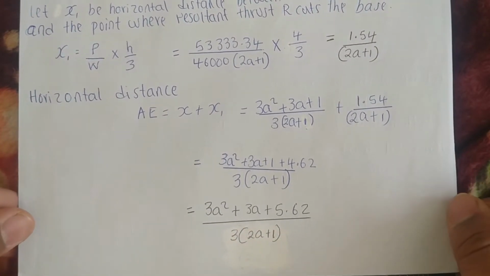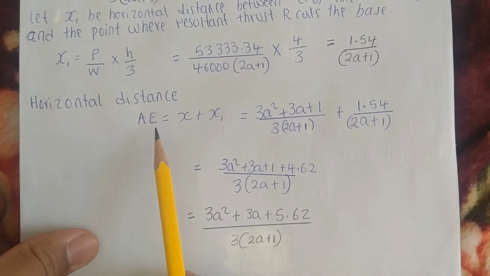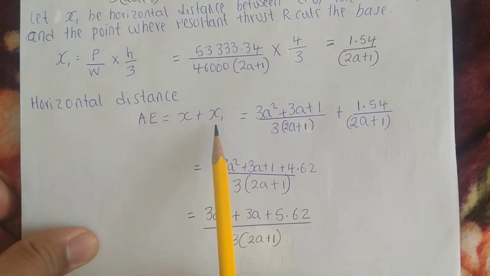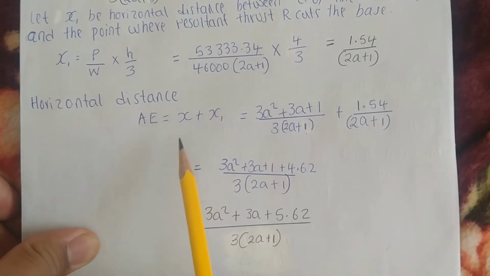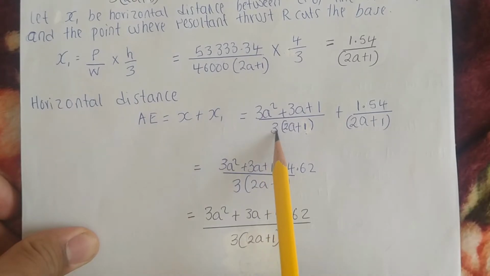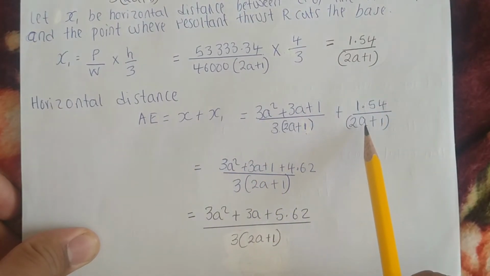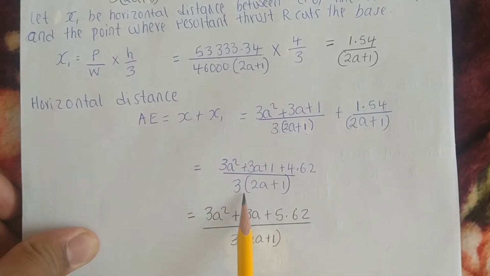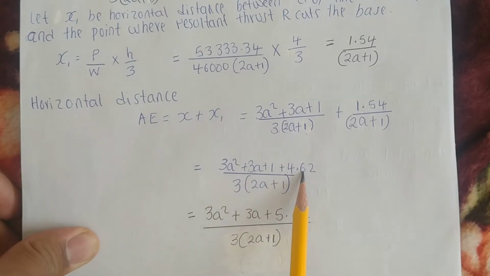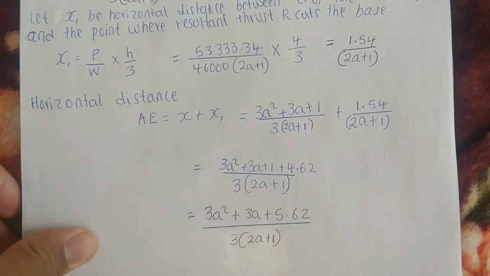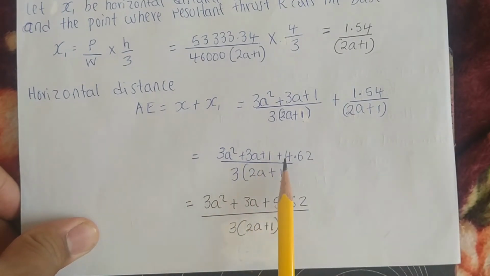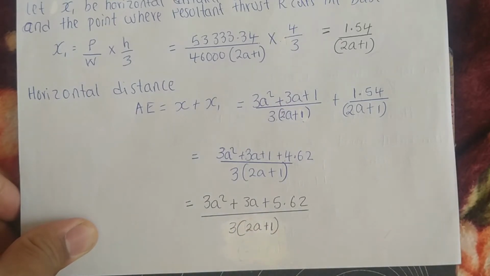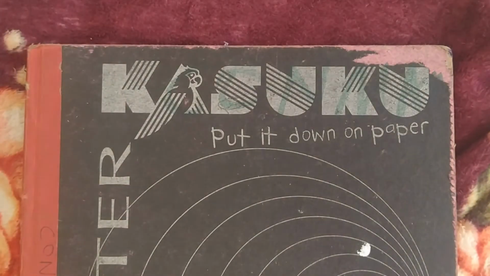Now we shall calculate the horizontal distance. So our horizontal distance AE is equal to X plus X1, so this is our value of X that we got, and this is our value of X1. So when you add this, you'll get 3A squared plus 3A plus 1 plus 4.62 all over 3 into 2A plus 1. Then when you collect the like terms and add, you'll get your answer as 3A squared plus 3A plus 5.62 all over 3 into 2A plus 1. So that is our horizontal distance.